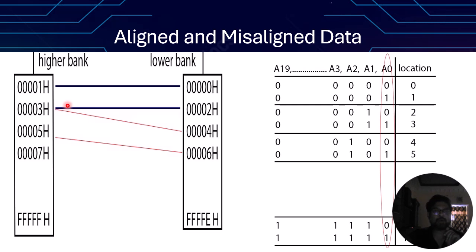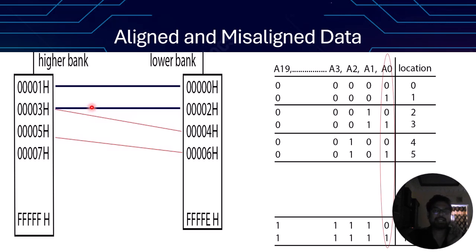Now let me tell you about misaligned data. A 16-bit data is said to be misaligned if it starts at an odd address. Example, data stored at 0003H and 0004H is misaligned data. Here, the processor cannot activate both the banks together for these two addresses. Therefore, the access must occur in two separate cycles. Misaligned data is valid, but it is slower.